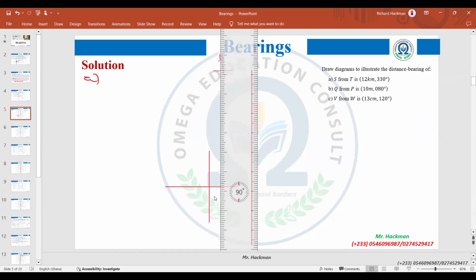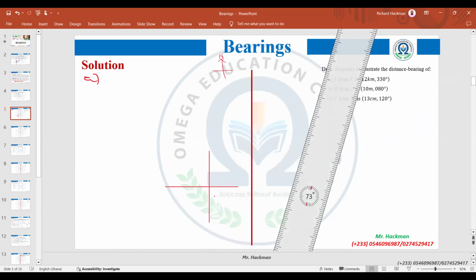Okay, so immediately I do that. Remember I said your cardinal point of interest will be the north. So I will equally go and indicate what's that. Okay, so I will do this, then indicate what's the north there.